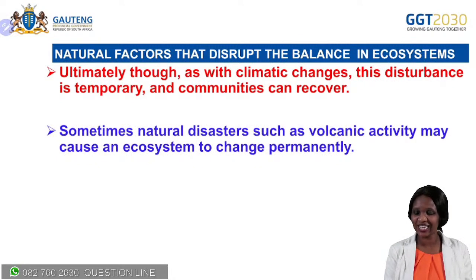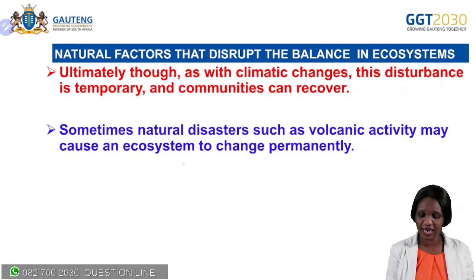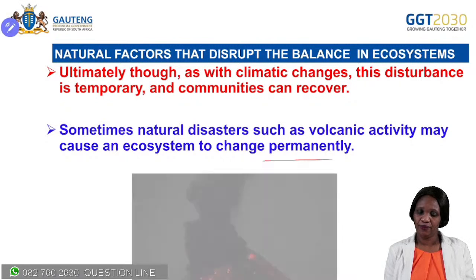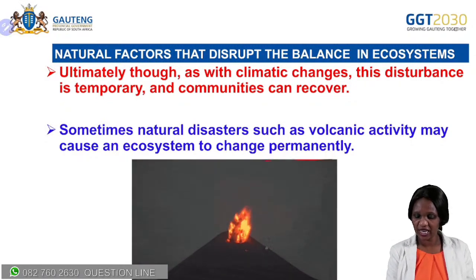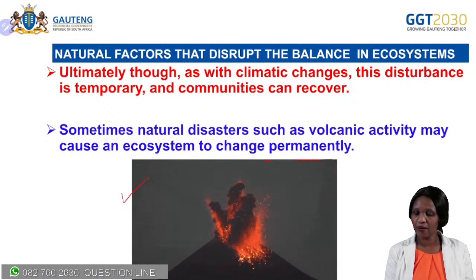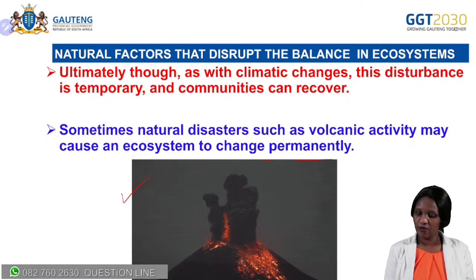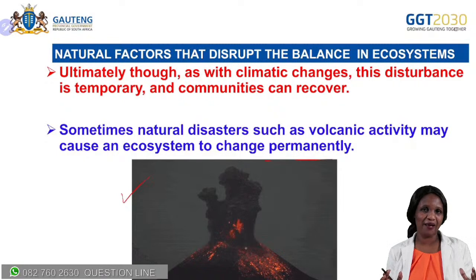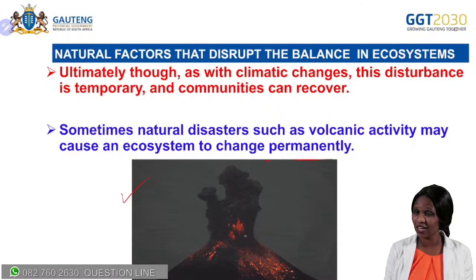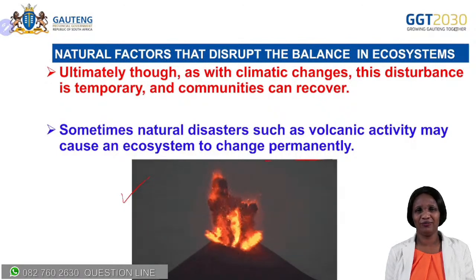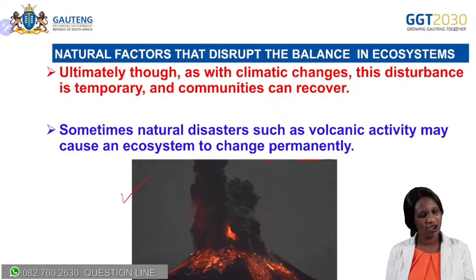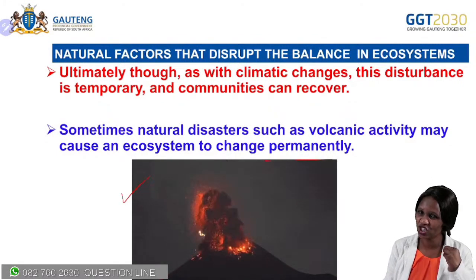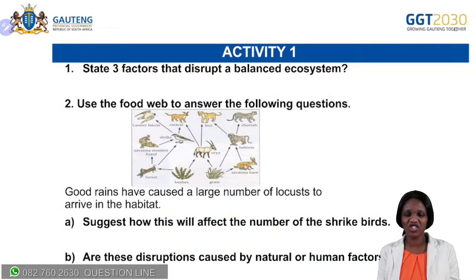Sometimes natural disasters such as volcanic activity may cause an ecosystem to change permanently. Do you get that? For example, we've got a picture here. You can see what's happening on this mountain. There is a volcanic eruption. Therefore, the ecosystem will be disturbed. Because do you think there will be animals living on that mountain? No, they will die because of the volcano. That's why we are saying the ecosystem can change permanently. It is because of such incidents.